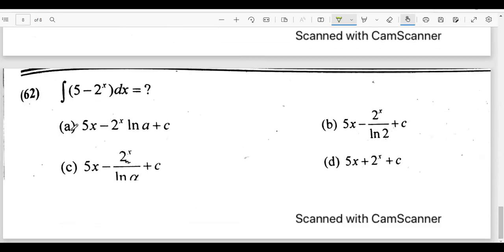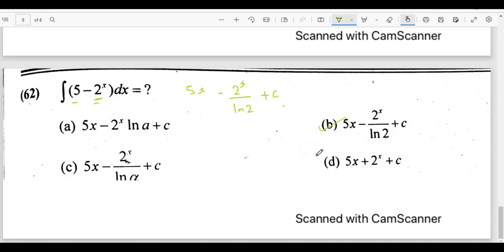Okay. Now it says 5 minus 2 to the power x. So we have two functions and they're being subtracted. When you integrate it, you would get 5x for the first one. And for the second one, what do we get? I've told you earlier as well, this is where you got confused. It is going to be 2 to the power x as it is, divided by ln 2, plus c, right? So this would be the answer.